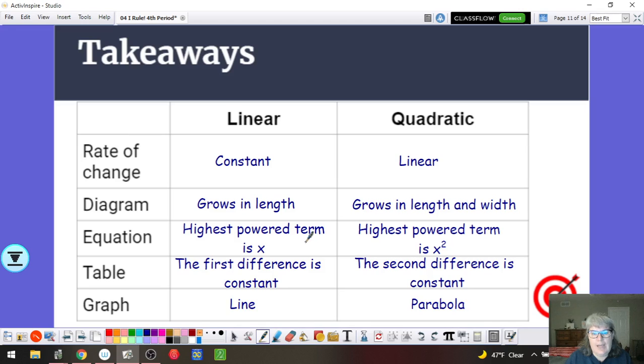In an equation, the highest power term for a linear equation is x. The highest power term in a quadratic is x squared. In the table, that's where we really see those rates of change. The first difference is constant, and in the quadratic, the second difference is constant. And the graph of a linear is a line, where the graph of a quadratic is a parabola. So this wraps up the content portion of this lesson.